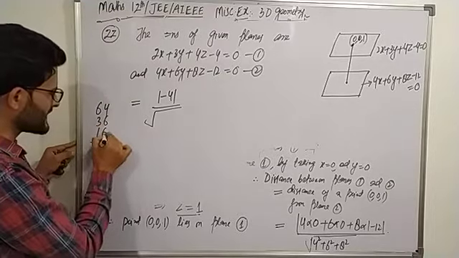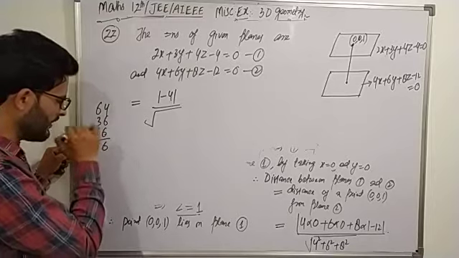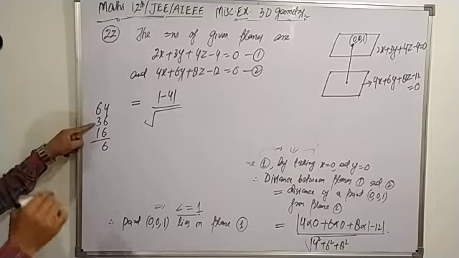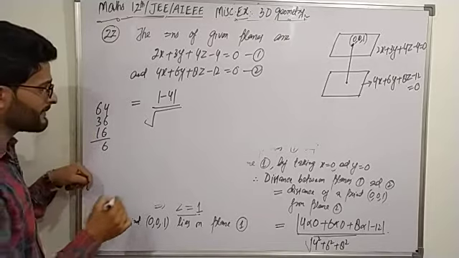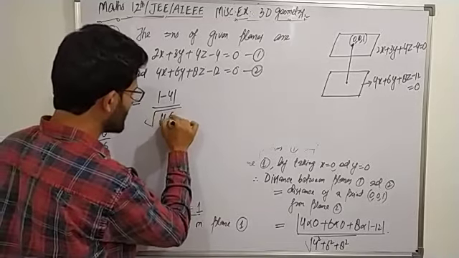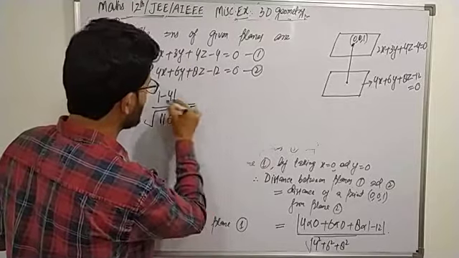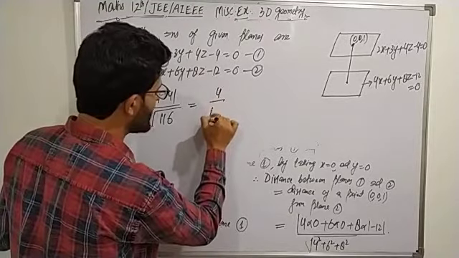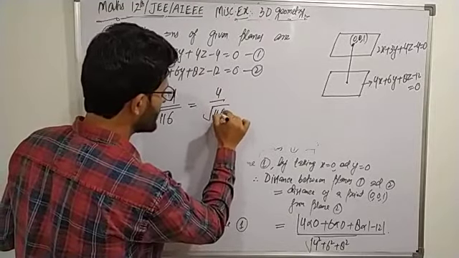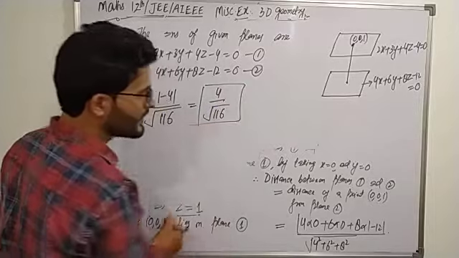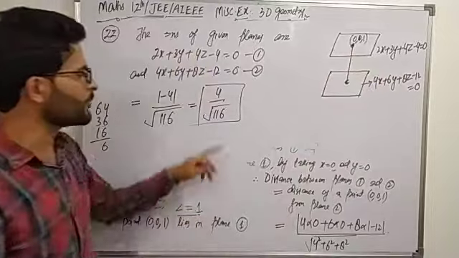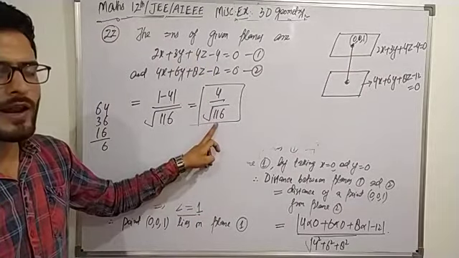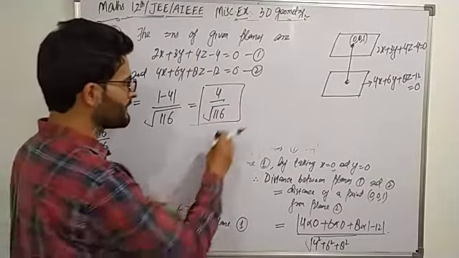6 plus 4 that is 10, 10 plus 6 that is 16, 6 plus 3 that is 9, 9 plus 1 that is 10, and 10 plus 1 is 11, so 116, which will come out to be mod of minus 4 is 4 divided by square root of 116. So the distance between these two planes must be equal to 4 divided by square root of 116, or you can further simplify it.